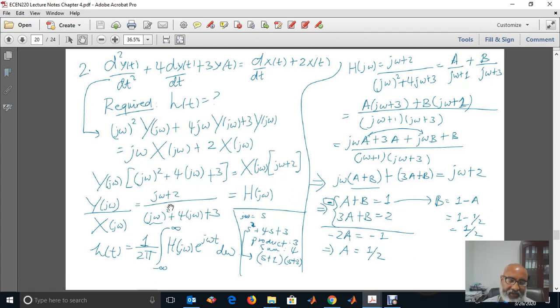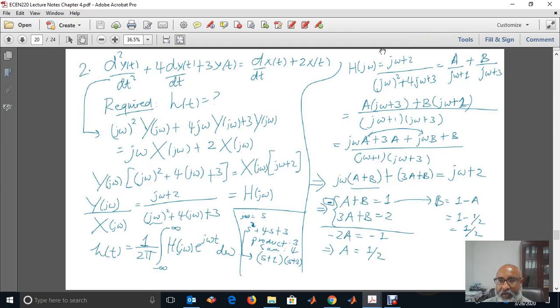Now we have found the frequency response given by this. Now what is this in the time domain? When we change it to the time domain, we have this inverse Fourier transform formula. If we substitute this here and find h(t), it is not easy. It is not easy to do this integration. So what is the easiest way? The easiest way is to do a partial fraction expansion.